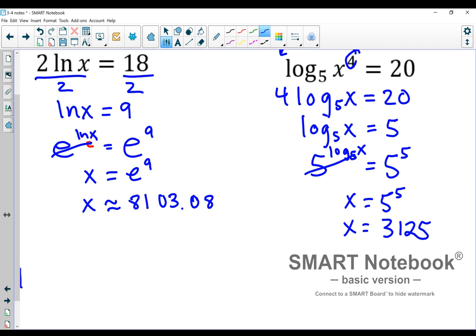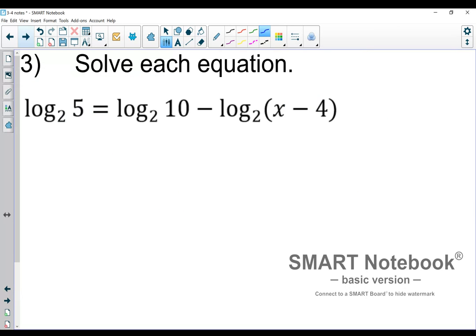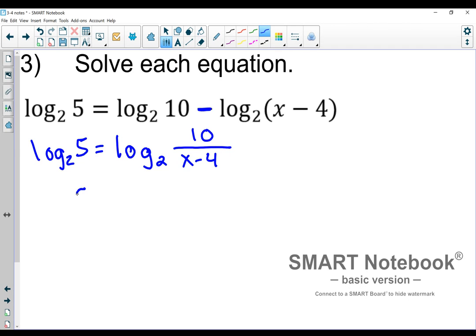So for the next two, we're going to look at what happens when we have logs on both sides. Fortunately, all of our logs are base 2. So we need to take our right-hand side and condense that so we have a single logarithm. So I have log base 2 of 5 equals, these are split apart with subtraction. So I'm going to put them back together with division. Remember, we just write the word log once, and then I have a fraction, 10 divided by x minus 4. Because they both have the same log base and they're equal, that means the 5 has to equal 10 divided by x minus 4.